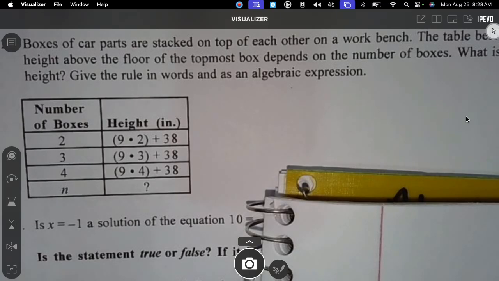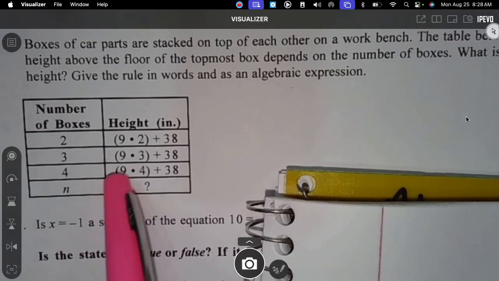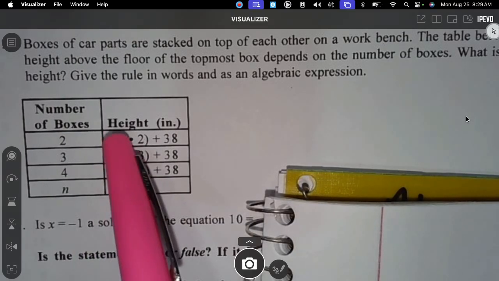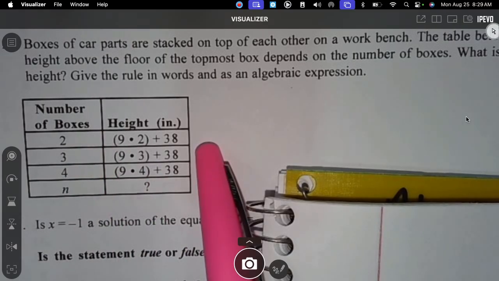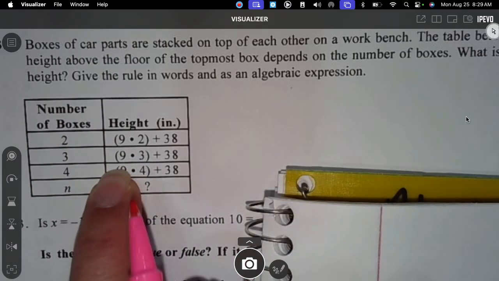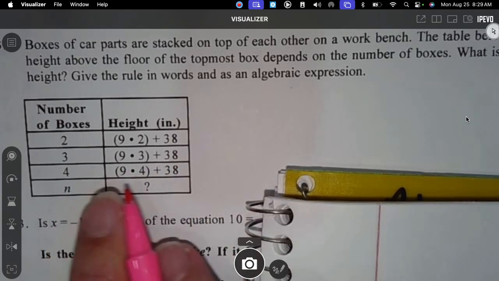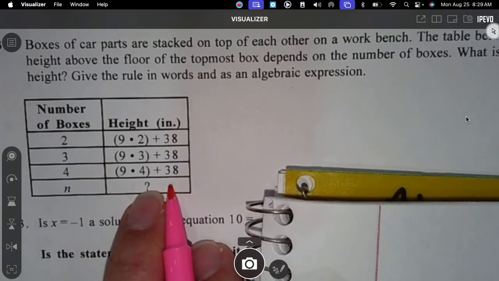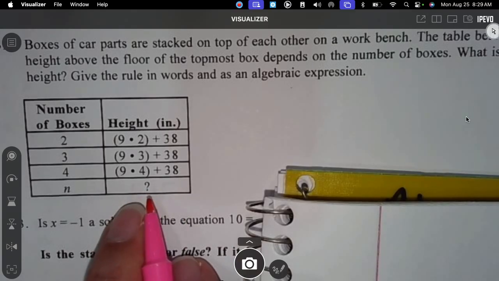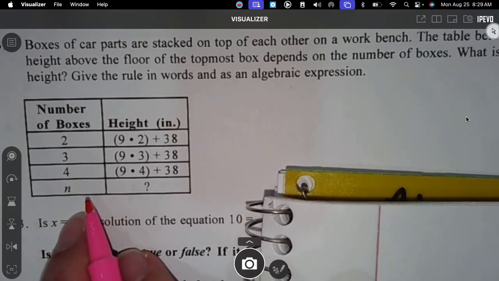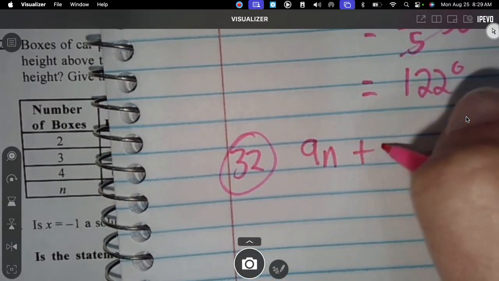Okay, number 32, I'll zoom in. It says boxes of car parts are stacked on top of each other. So it wants the rule in words and an algebraic expression. So what are they doing to each of these? Let's just follow our pattern. 9 times 2 plus 38. What's this next one? 9 times 3 plus 38. What's this next one? 9 times 4 plus 38. What's the rule going to be? Do not put 9 times 5. What is it? 9 times n plus 38. Did y'all get that? So you would write 9n plus 38.